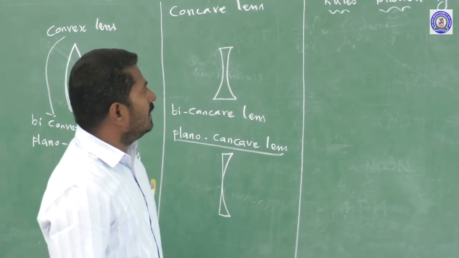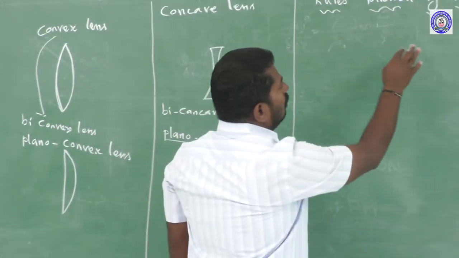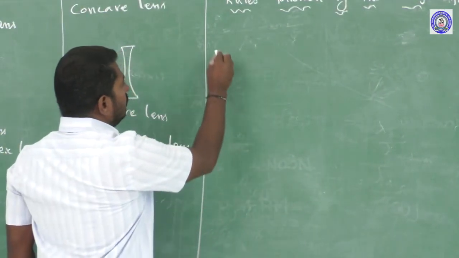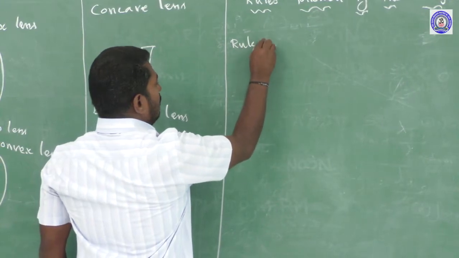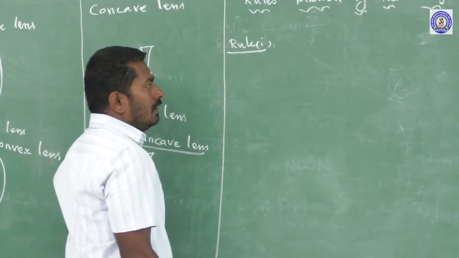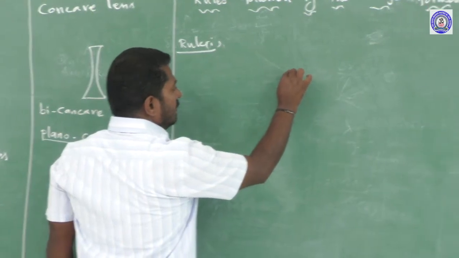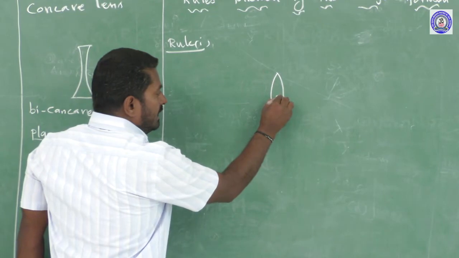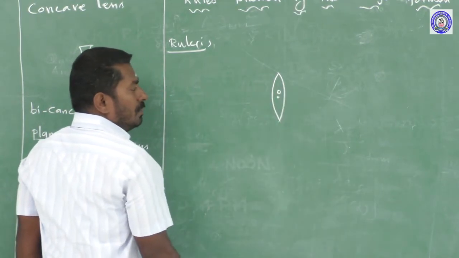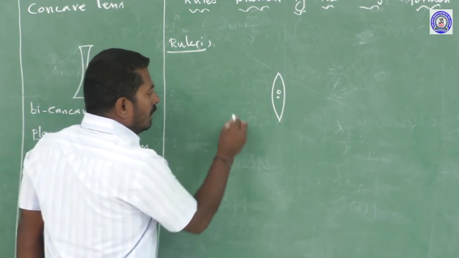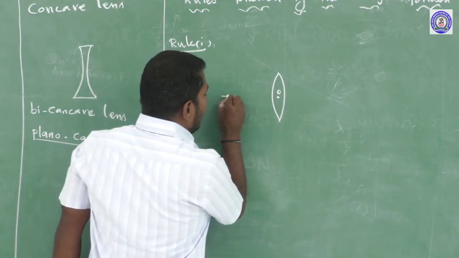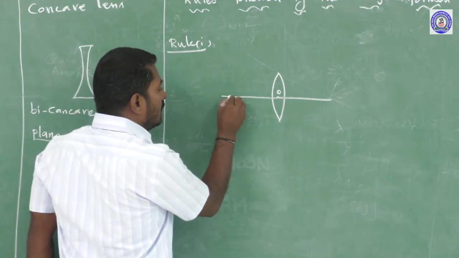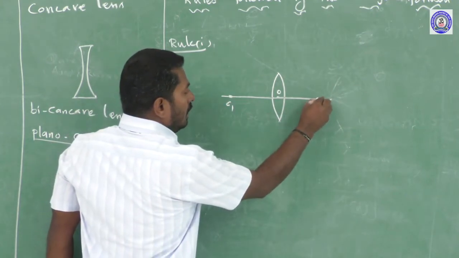Next, we are going to see the topic: what are the rules followed by the image formed by thin lenses? First rule. Assume one convex lens. The optic center of the convex lens is represented by the letter O. A straight line passes through the optic center and the two centers of curvature C1 and C2.